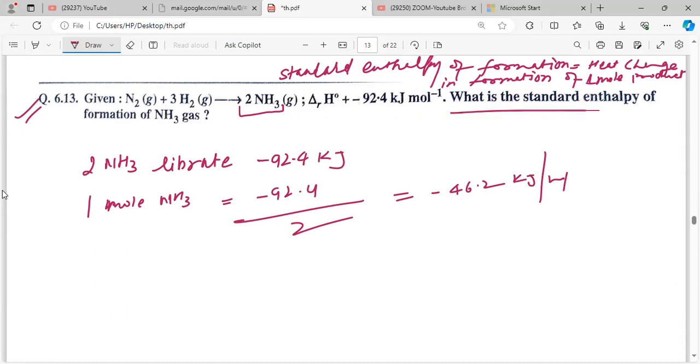What is the standard enthalpy of formation of NH3? Standard enthalpy is per mole. So per mole, how much will come? Minus 46.2. Are you getting this?